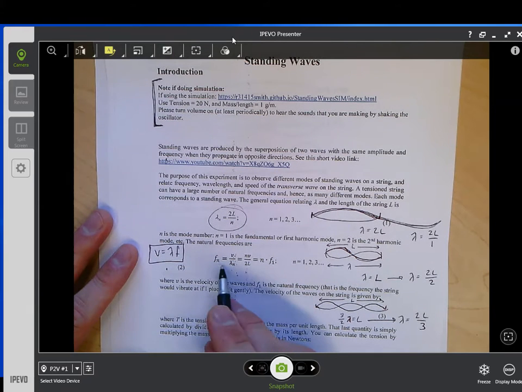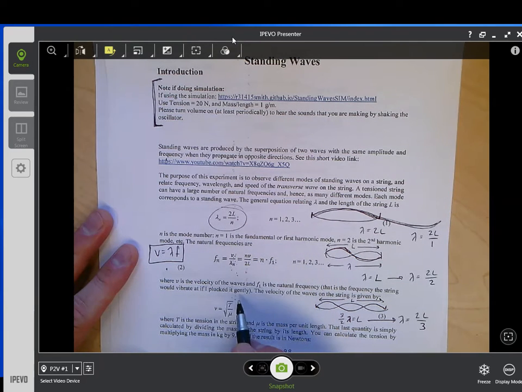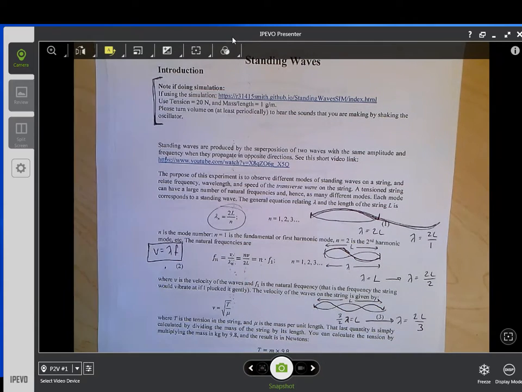By rearranging that to solve for F, I see that F is V over lambda. And lambda is just the lambda that we solved for over here, which is 2L over N. When we plug that in, we see that the N pops up to the top. And so subsequent harmonics, or later frequencies, are just multiples of the fundamental.